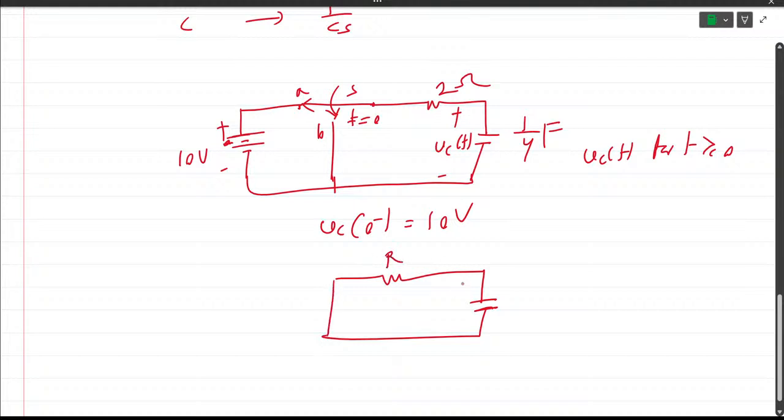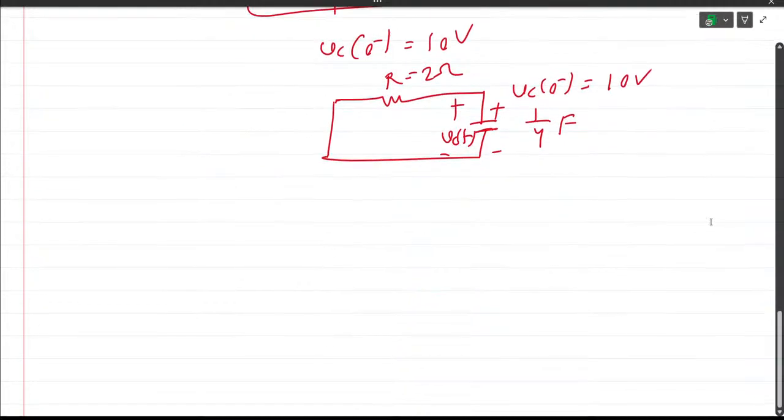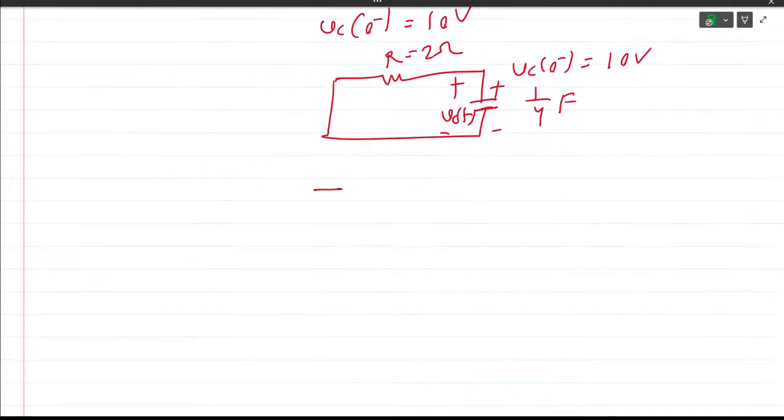This is R, which is 2 ohm. This is 1 upon 4 farad, and for t greater than or equal to 0, this is some voltage Vc, with this polarity. Vc(0-) is equal to 10 volt. So apply the Laplace transform (LT) for the above circuit.